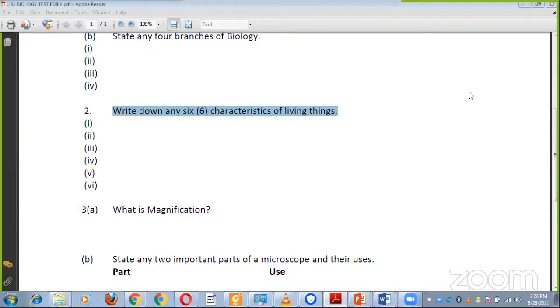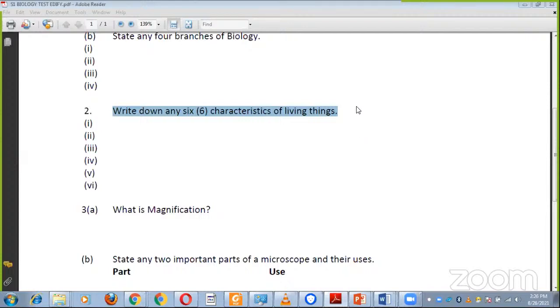So let me first see the answers here in the chat box. I'm seeing living things excrete. Okay, yeah, we did that already. Then living things are sensitive, they excrete. Living things respond to stimuli, breathe, respire, excrete.